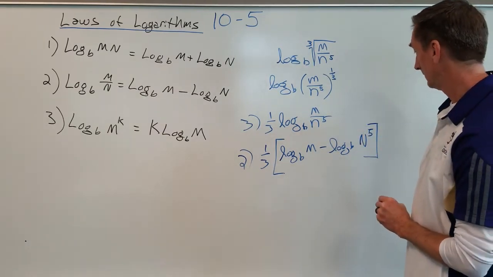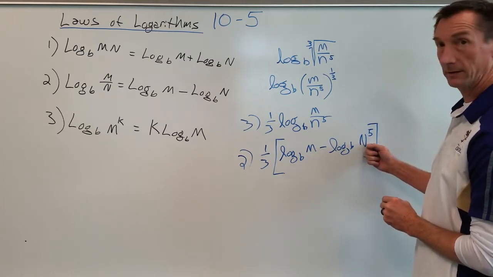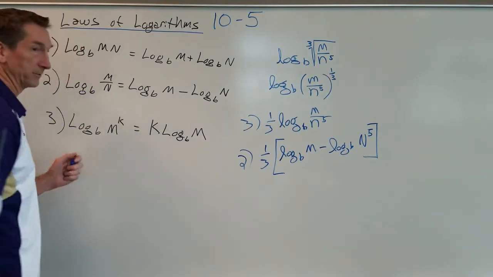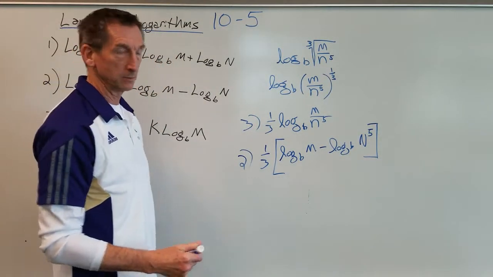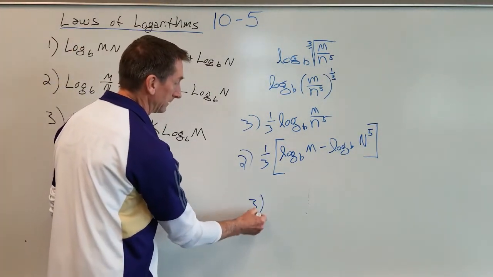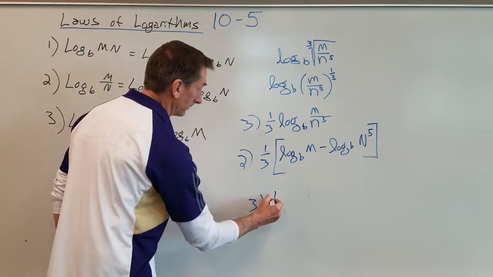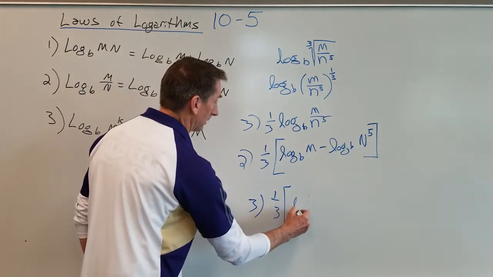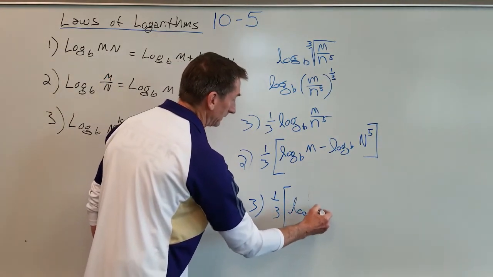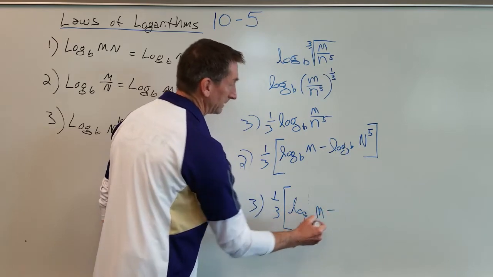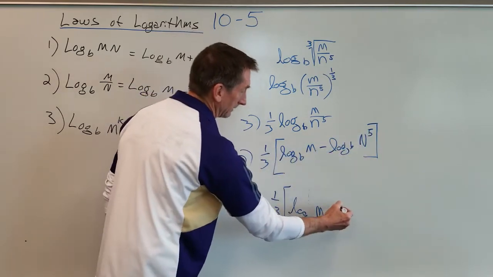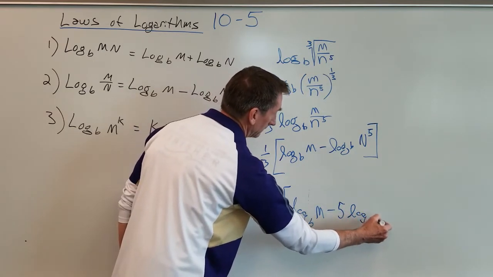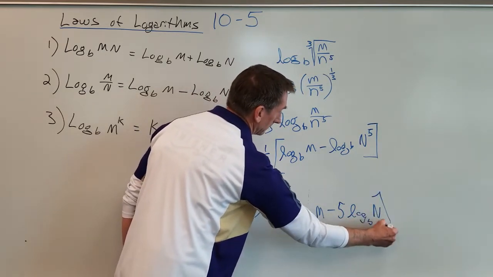Okay, and now I've got another exponent there to deal with, so let's go ahead and apply law 3 once again. Okay, so applying law number 3 is going to give me 1/3, big bracket, log base b m minus, let's bring that 5 down, 5 log b n, close big bracket.